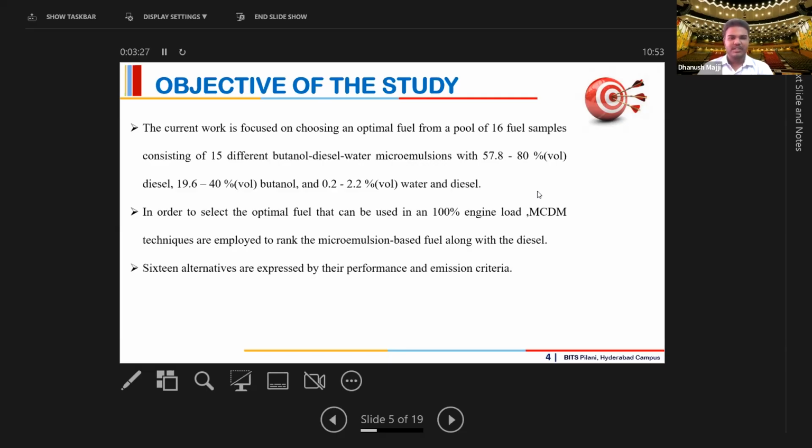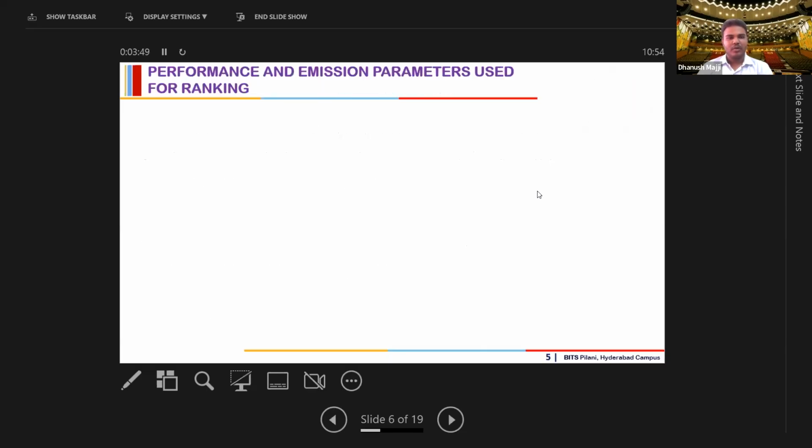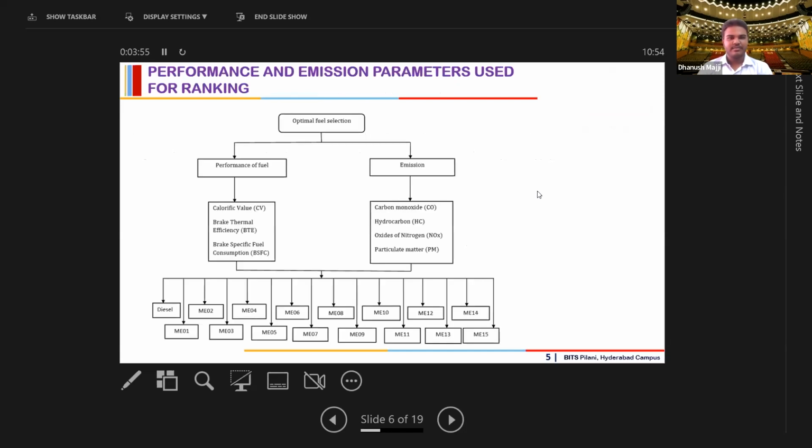The 16 alternatives are expressed by the performance and emission criteria, and we conducted a thorough review in order to estimate which criteria to be taken. So 7 criteria are used to rank 16 fuel samples using the AHP-TOPSIS and AHP-PROMETHEE methods. Now let us look at the performance and emission parameters used for the ranking of the fuel samples. This is the overall chart of the classification.